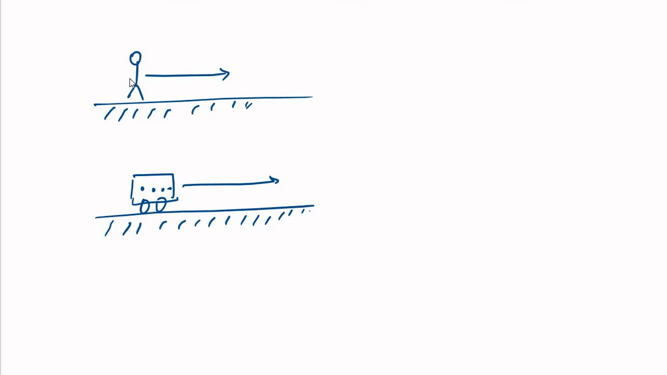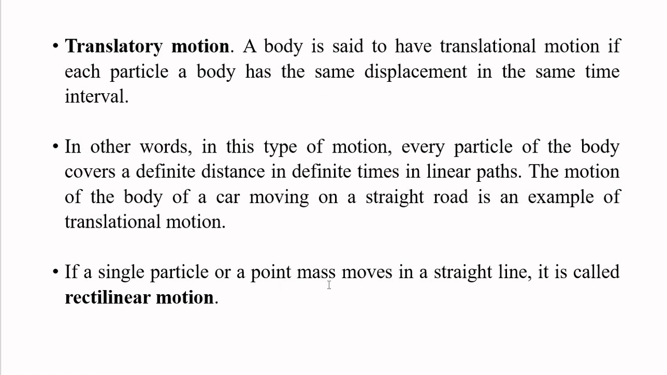When it happens in one dimension, it is called rectilinear motion, motion in a straight line. A single point or object or a point mass moving in a straight line is called rectilinear motion, which is translatory motion. So this is basically linear movement.